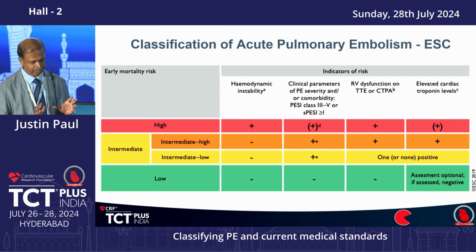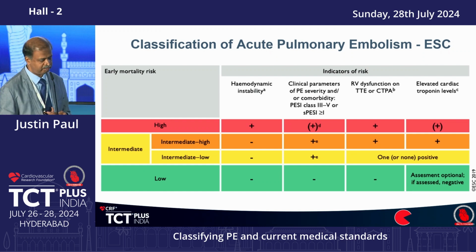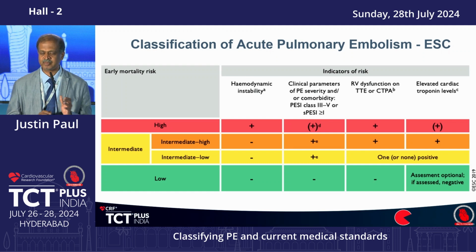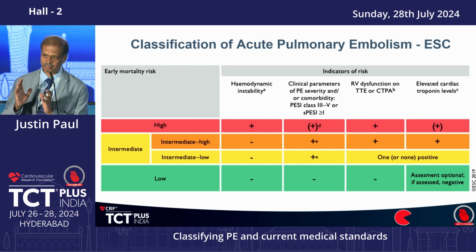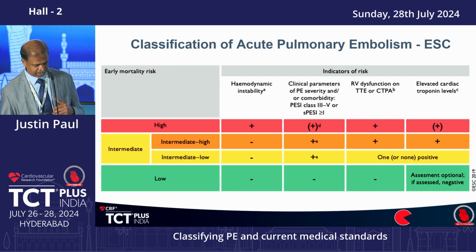So coming to the European Society of Cardiology risk stratification, now they thankfully classified them as intermediate high and intermediate low. Based on hemodynamic instability, they classify them as high. What is hemodynamic instability? The patient comes with cardiac arrest, or a systolic BP less than 90 for more than 15 minutes with adequate filling taken care of, or if there is a drop in systolic blood pressure of more than 40 lasting for more than 15 minutes. So these are some other pointers for hemodynamic instability.